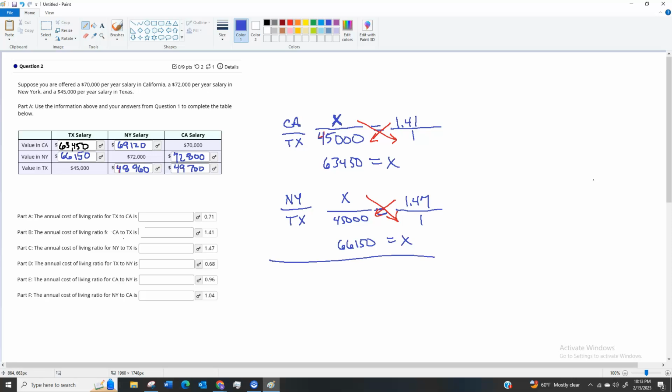Okay, the next one, in this case, the New York. So we're starting with this 72,000, and we'll find California first. So we're going to try to find California, and we know New York. If we set that equal, then over here, California to New York is 0.96 to 1. And so if we cross multiply, that gets us an x here, and then we cross multiply these, and we get the 69,120.